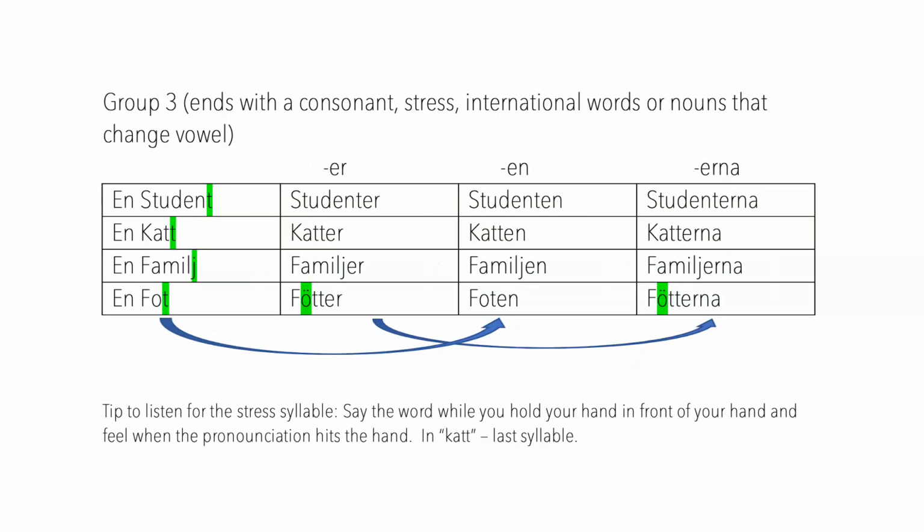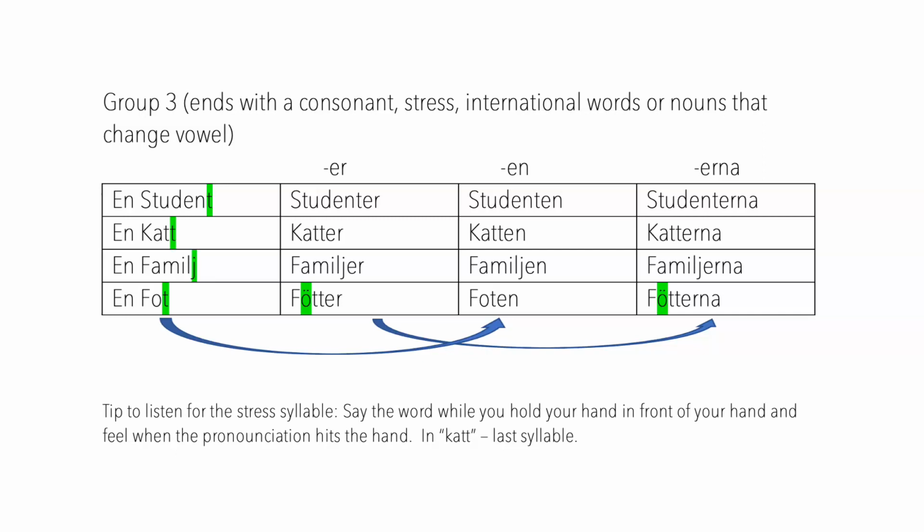Group 3 is even harder. I'm sorry, but it is hard. And why it is hard is because we also have nouns here that end with a consonant. And why is that? Well, they are usually international words, so we have borrowed words from other languages. So they end with ER instead of AR like they do in group 2. But it's really hard to know if it's an international word or not. So that is usually quite confusing. But this is the rule.